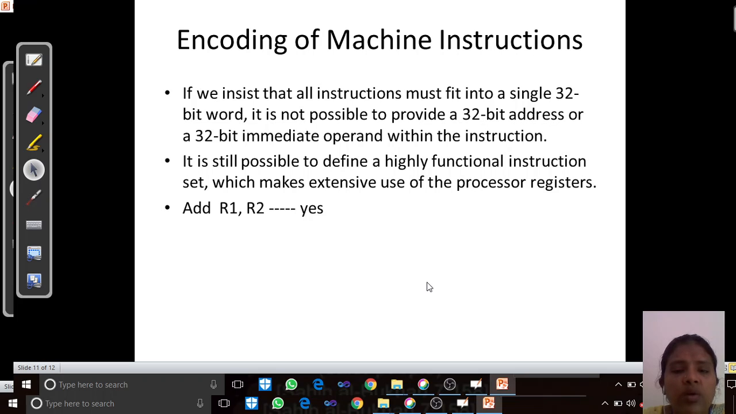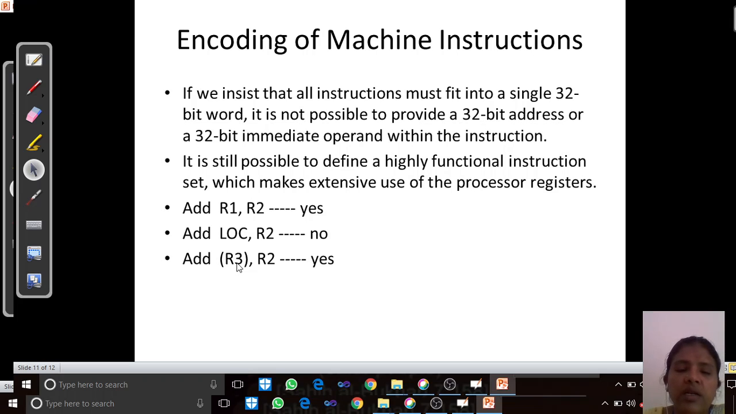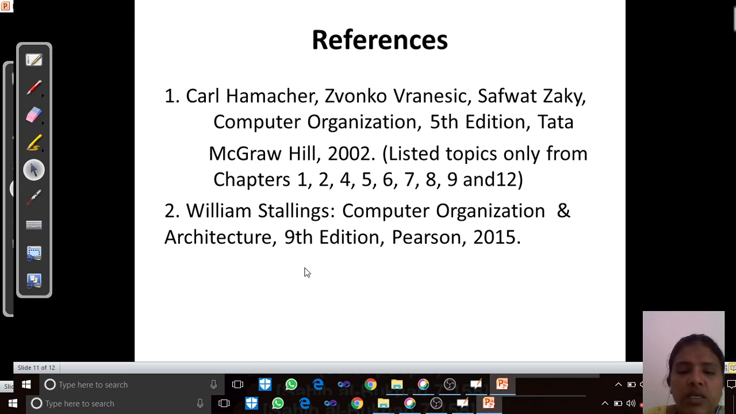Add R1 to R2, yes, you can do it. Add location to R2, then this encoding is difficult. Add with indirect addressing, R3 to R2, yes, you can do it.